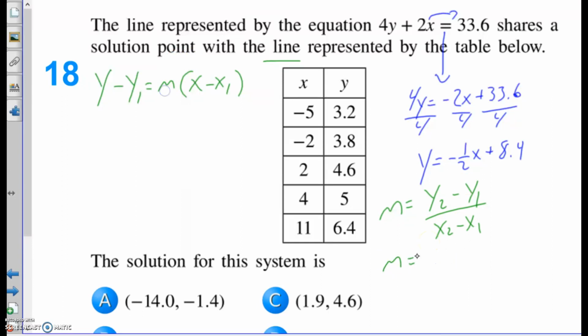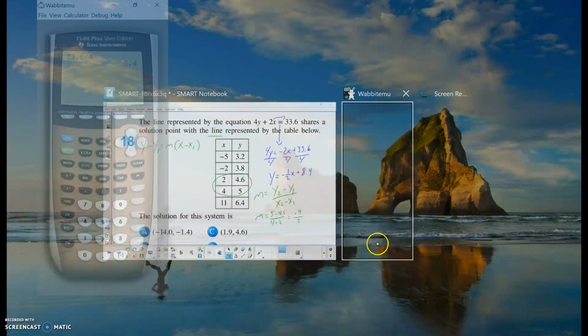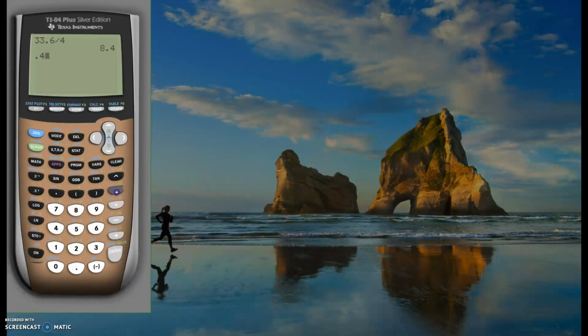So the slope here, and you can pick any two points. I'm going to go with these positive points, small numbers, positive numbers, should be the easiest to work with. So first subtract the y values. That's 5 minus 4.6 over 4 minus 2. Subtract the x values. This comes out to be 0.4 over 2. And I can figure out what is 0.4 divided by 2. You might not need a calculator for that, but I'll show it to you. 0.4 divided by 2 is 0.2.